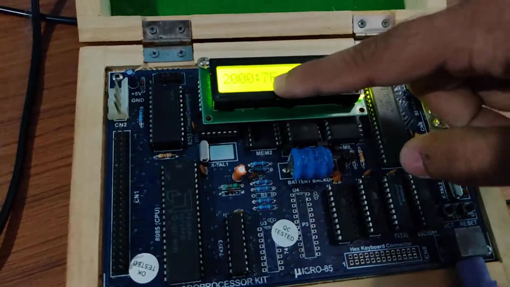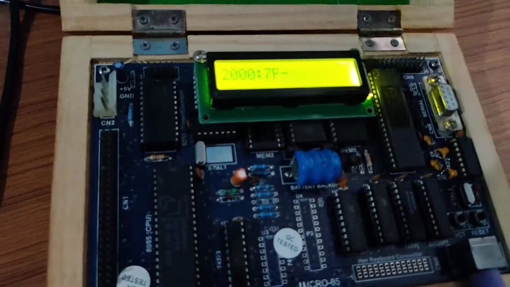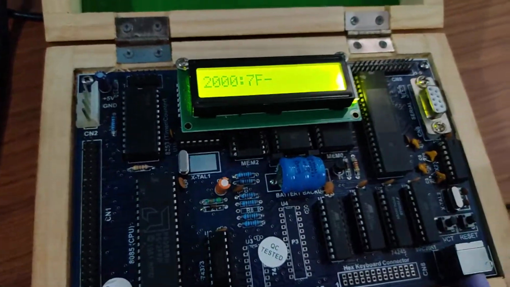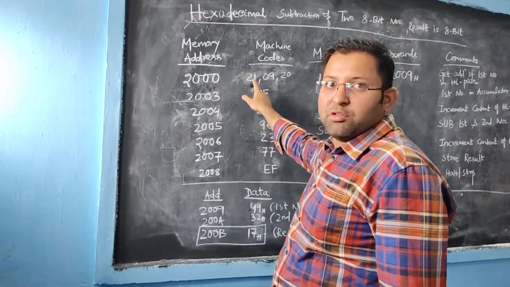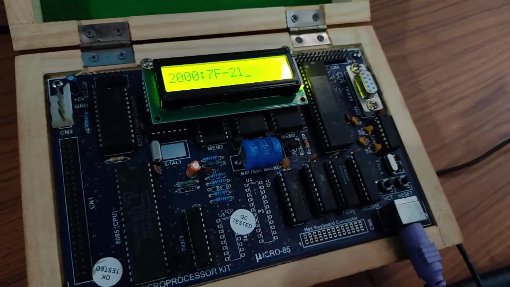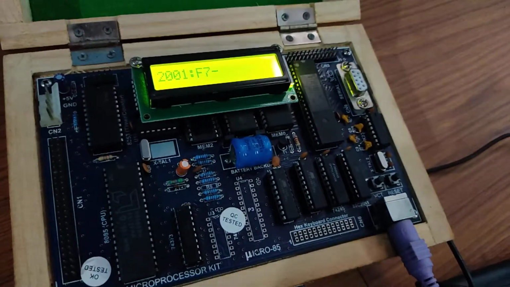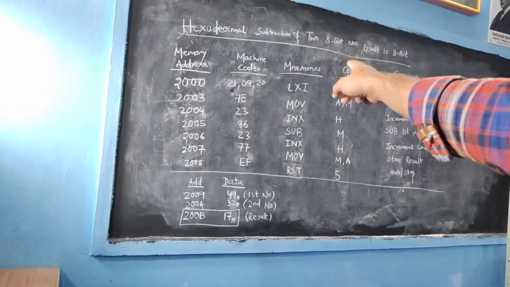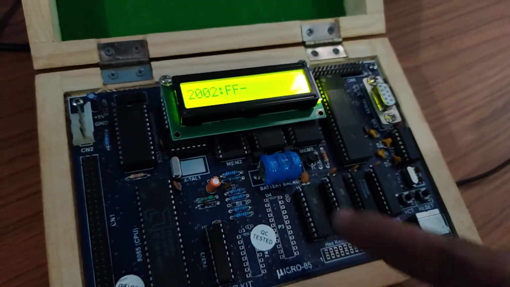What is it showing? In 2000 it is showing 7F. That means previously the value saved was 7F. Now your value at 2000 is 21. You have to give 21. So you type in 2000, you give 21. Then you press enter. So in 2000 the value 21 is there. Next is 2001. In 2001 the value is 09, so you give 09. Next 2002.